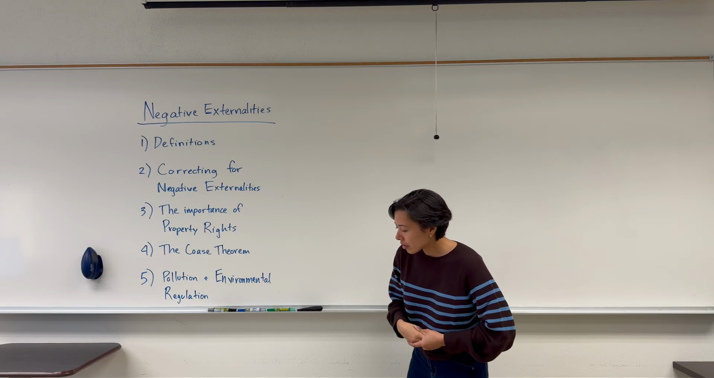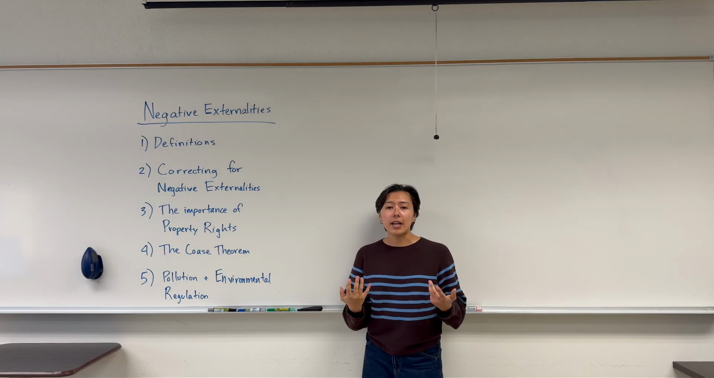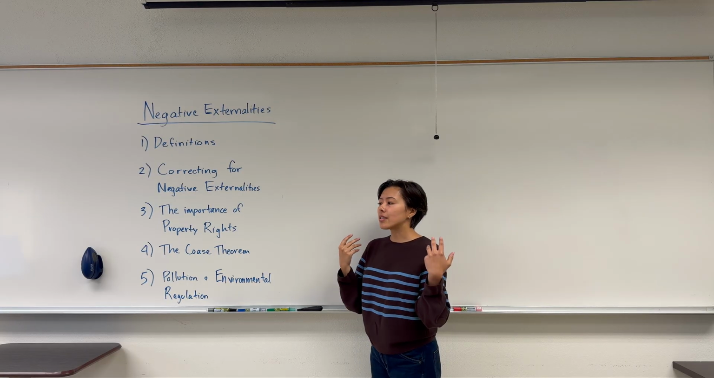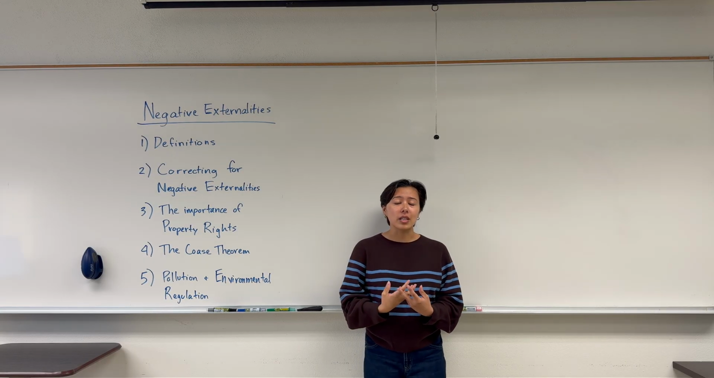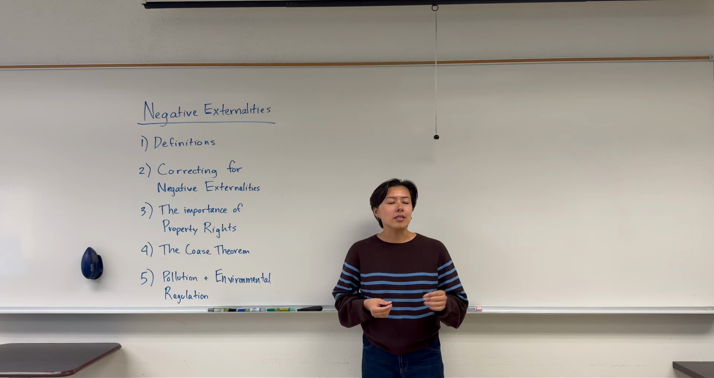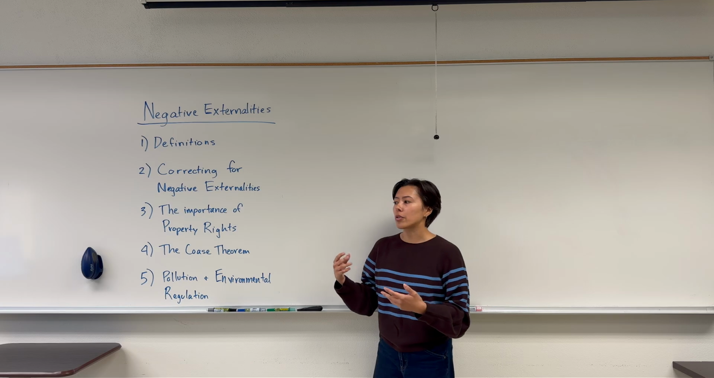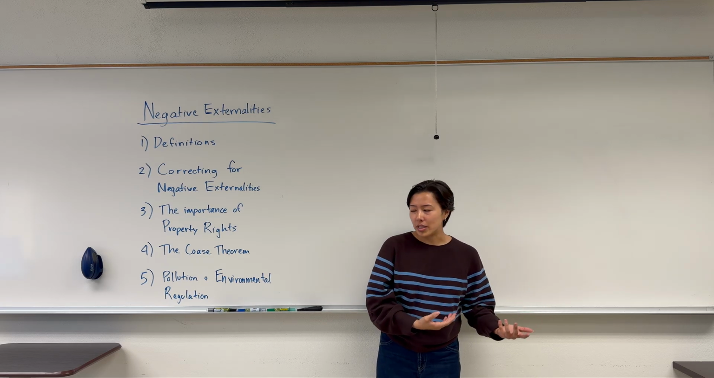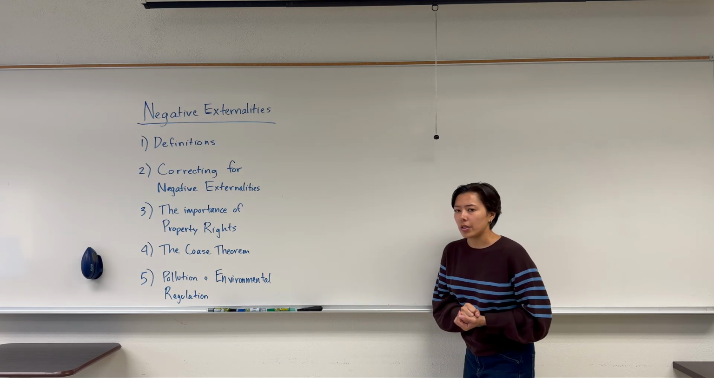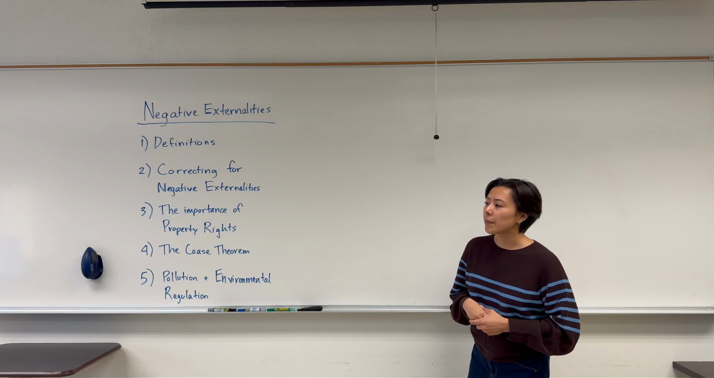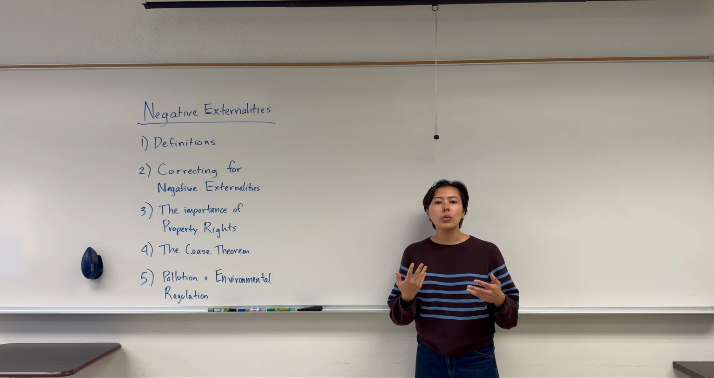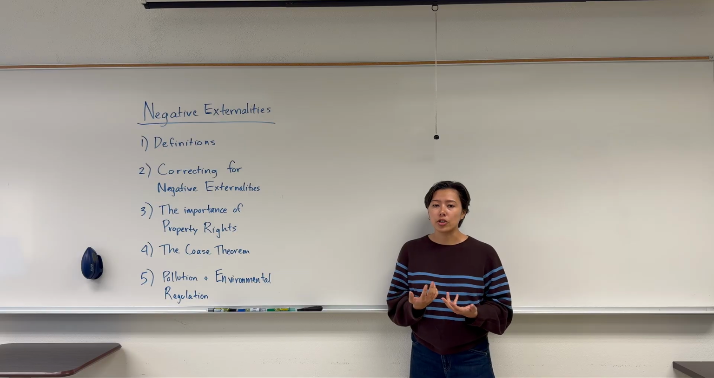So the cow farmer is generating a negative externality. He's only considering his internal costs and benefits when he decides to raise cattle, but he's imposing an external cost on his neighbor when his cows wander over and eat some of that wheat. So there's two options here for what can happen, depending on who has property rights in this situation.